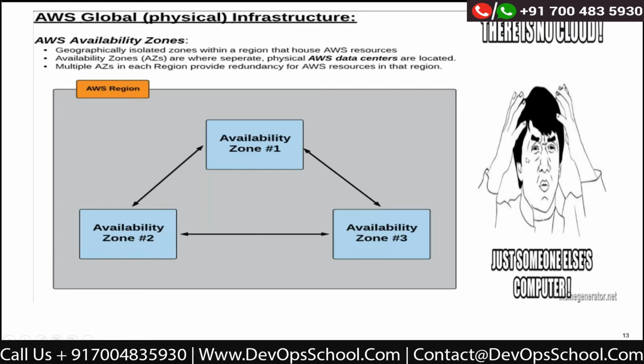On the right hand side you can see: there is no cloud, it's just someone else's computer we are using. This phrase is absolutely right. We are using the AWS resources. They have built the data centers in different locations, and with the help of virtualization we are using their resources. I hope I'm clear to all of you.